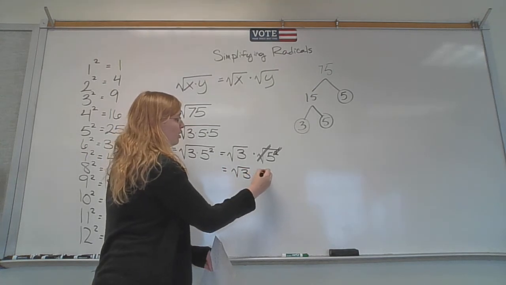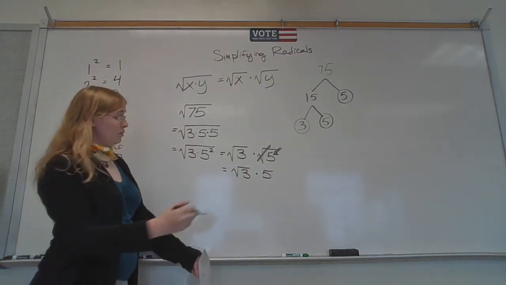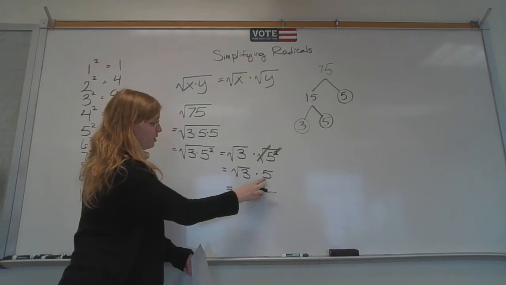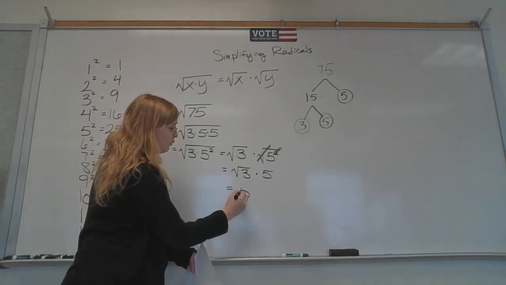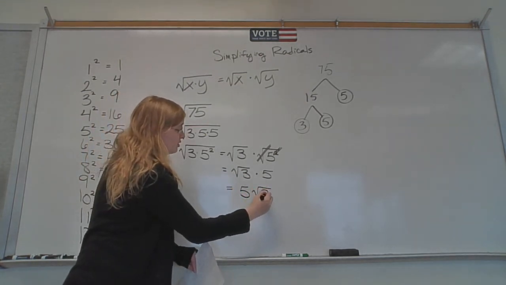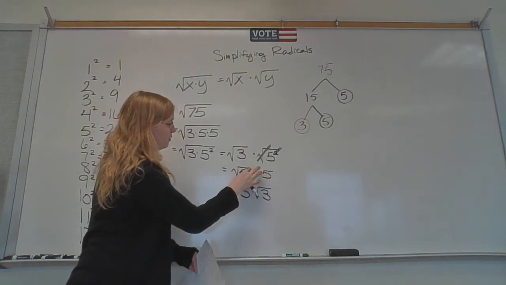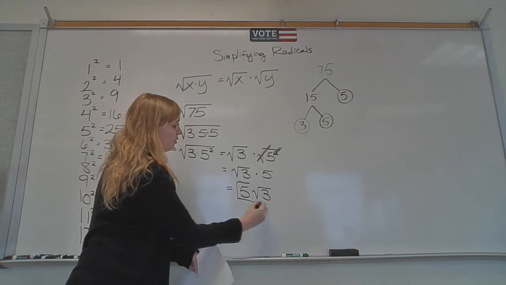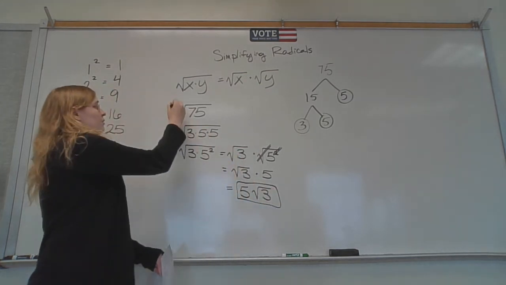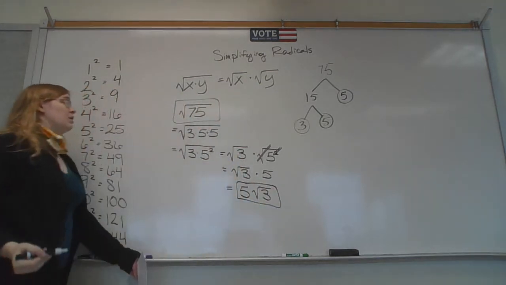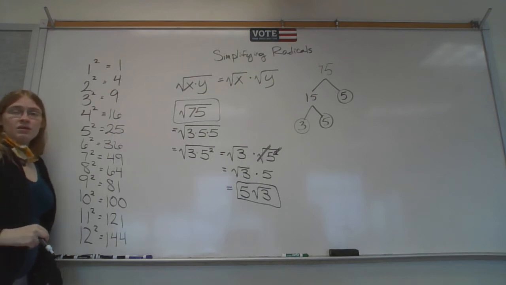And in mathematical formatting, I'm always going to write it with the number that's not under the radical out front so that it is clear that it is not under the radical. Otherwise, it might accidentally get extended somehow. So 5 root 3 is a simplified version of square root of 75.